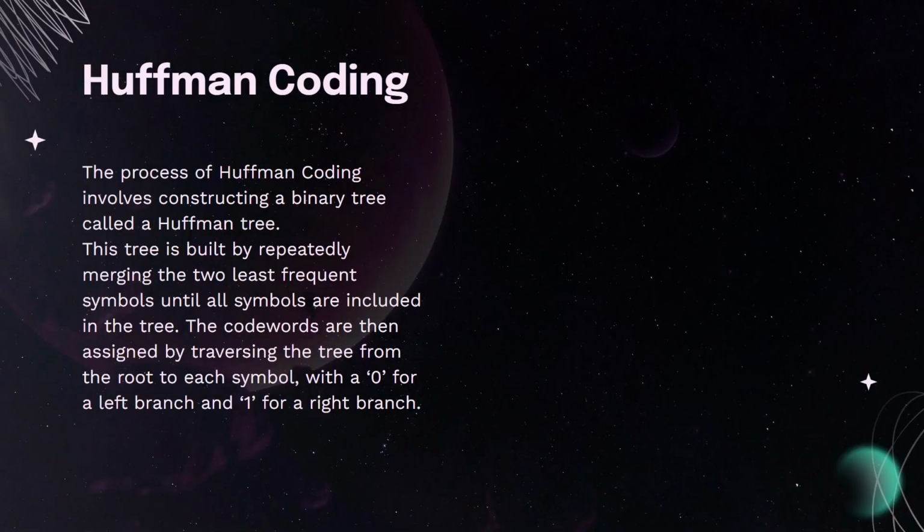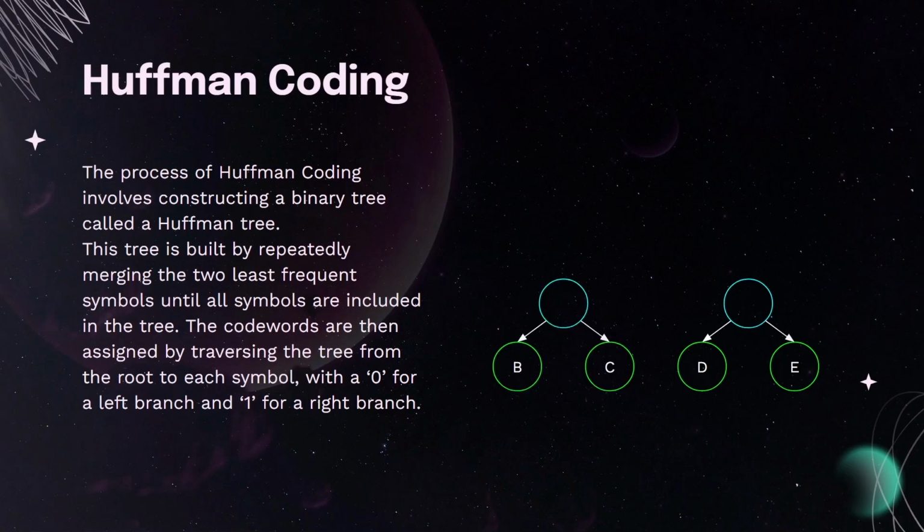Let us take an example. Consider we have A, B, C, D, and E as symbols in decreasing order of frequency. To construct the Huffman tree, we will first take the least frequent characters, which in this case are D and E. We join them and select the next pair, B and C. Their combination is combined with A to complete the Huffman tree.